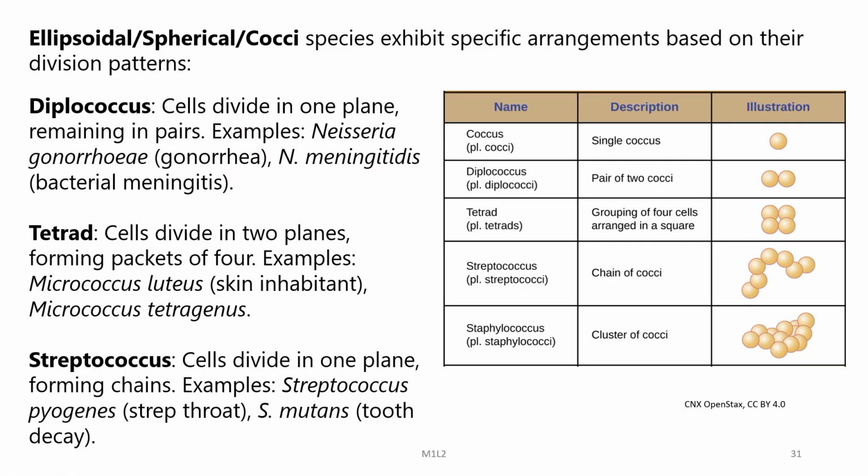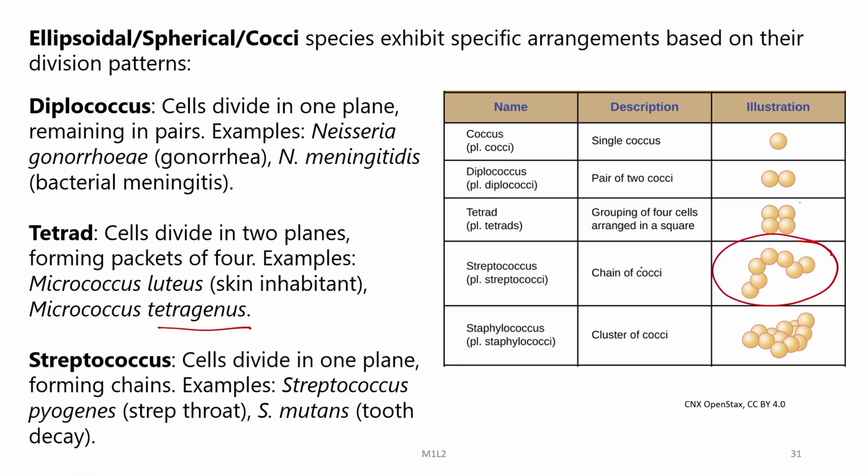Then we have another arrangement called tetrad, where you can see 4 cells arranged in a plane. When the cells divide, they divide in 2 planes forming packets of 4. You have examples like Micrococcus luteus, which is an inhabitant of the skin. Then you have Micrococcus tetragenus.